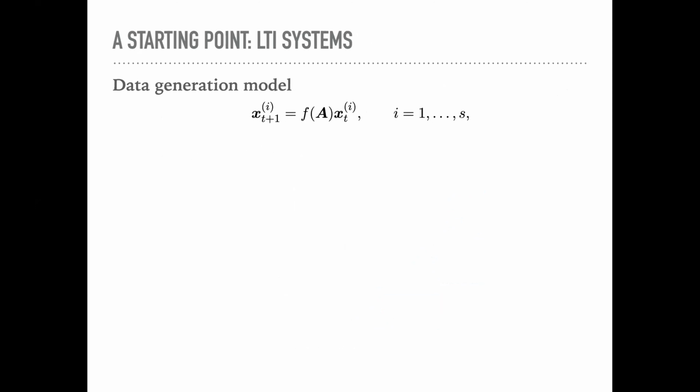So we have the following data generation model. It's a very simple LTI model, linear time invariant system, where the state is assumed to evolve according to a linear system. So the state x of t plus 1 depends on the state at the previous time, and this is mediated by a function of the adjacency matrix, which we assume here is known. Here i is indexing the number of samples, so we're going to get S samples of that kind.